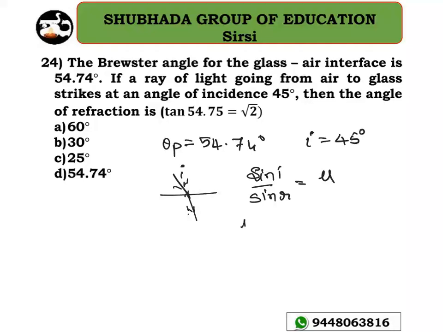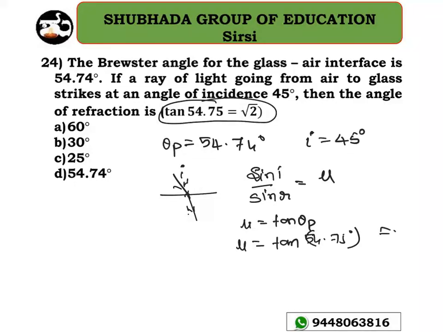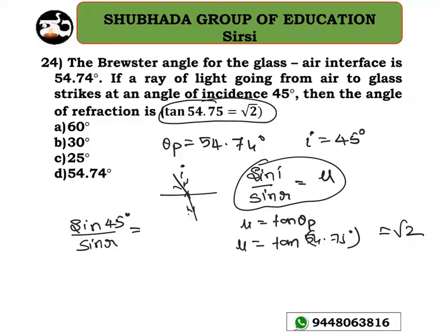According to Brewster's law, mu is equal to tan theta p. So mu is nothing but how much? Mu is equal to tan of 54.75 degrees, which is clearly given, right? Tan of 54.75 degrees is equal to root 2. Now applying Snell's law, sine of angle of incidence, 45 degrees, divided by sine of angle of refraction, is equal to mu. Mu is nothing but root 2 here.